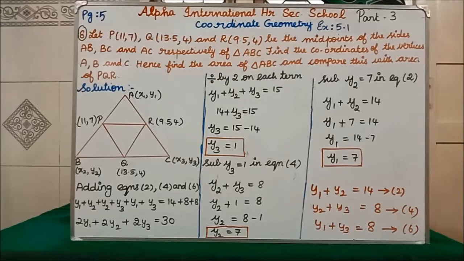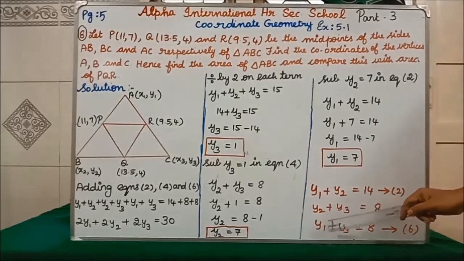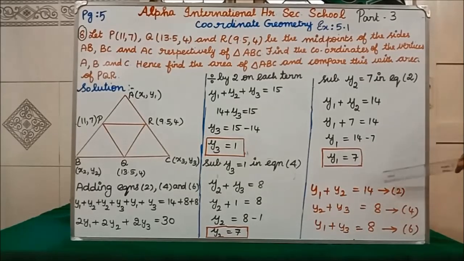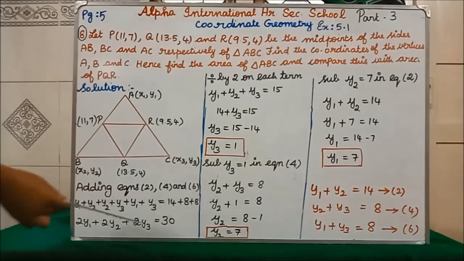Now if you see here, the left hand side separately we are going to add and the right hand side separately we are going to add. Now y1 plus y2 plus y2 plus y3 plus y1 plus y3 is equal to 14 plus 8 plus 8. Okay, that only I have written. Why are we adding equations 2, 4 and 6? To get the y1, y2, y3 values. Clear? Now 2y1, 2y2, 2y3 equal to 14 plus 8 plus 8, which is 30.